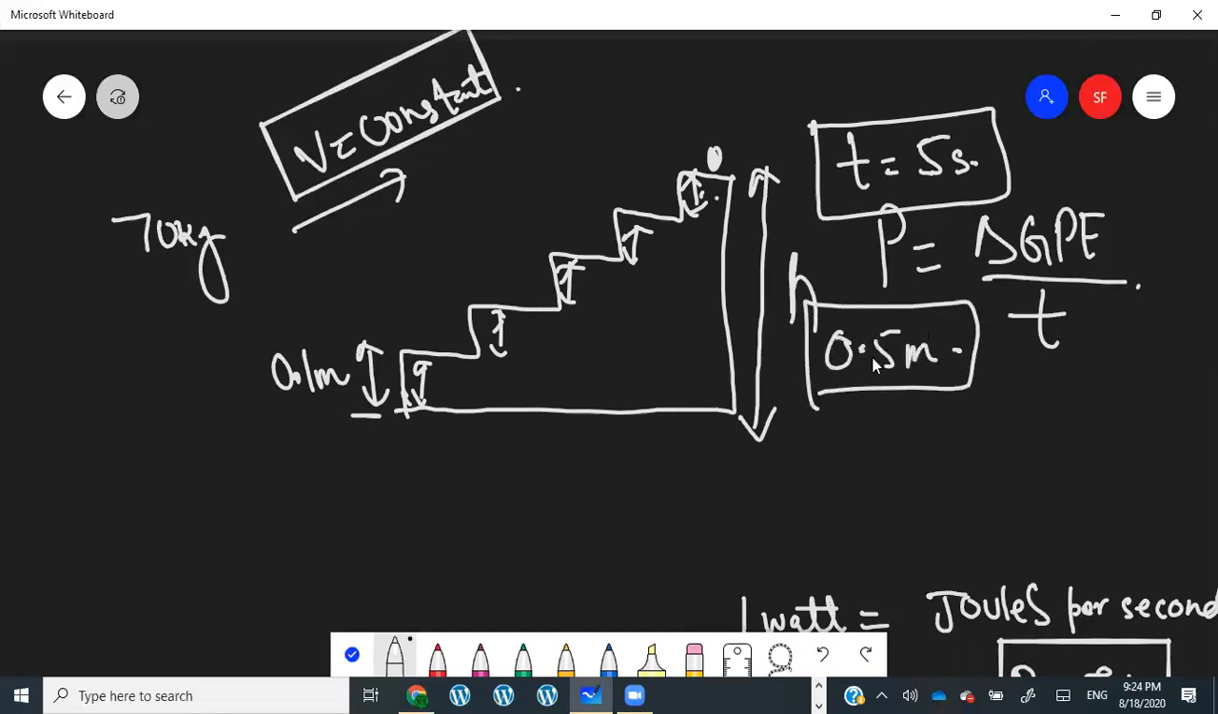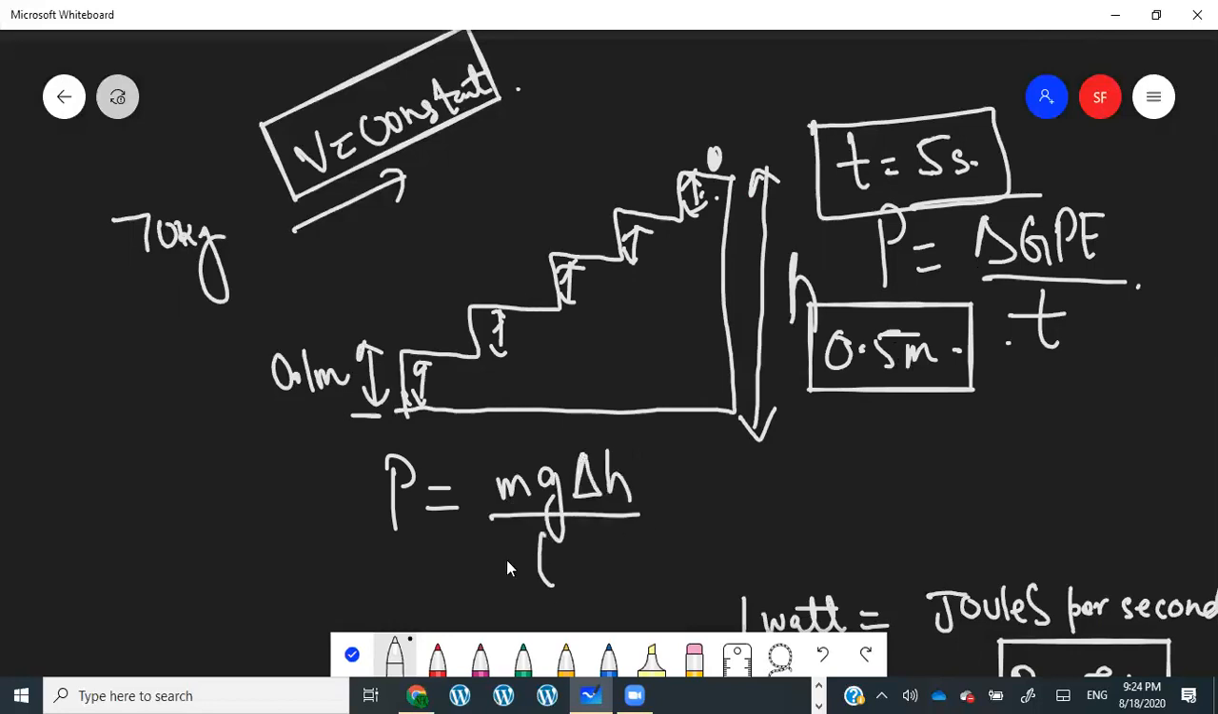And then time is 5 seconds. If time is 5 seconds and the height is 0.5 meters, you want to calculate the power. Power is the rate of change of energy, meaning mg change in height upon time. M is constant, which is 70. G is constant, which is 9.81. Height is, in this case, 0.5, and the time is 5 seconds. This turns out to be 70 into 9.81 into 0.5 divided by 5.